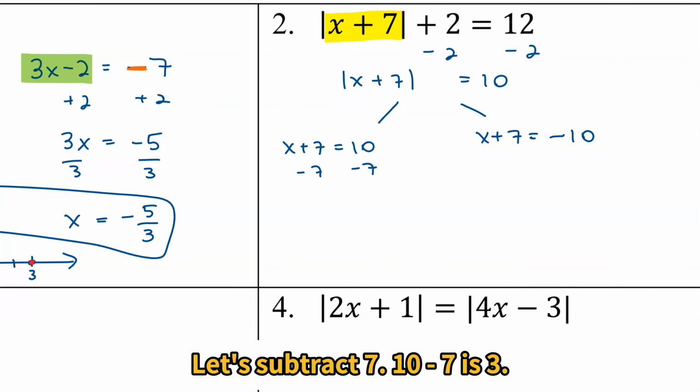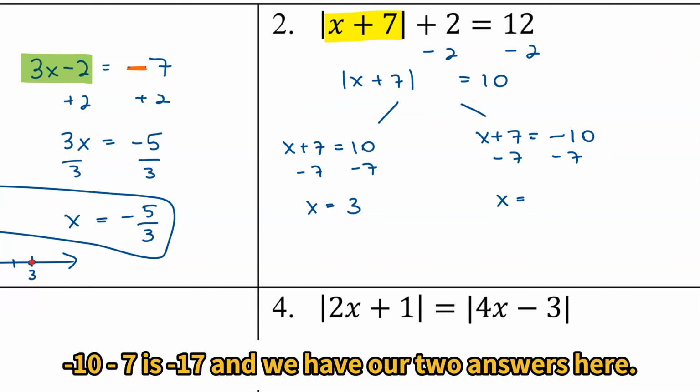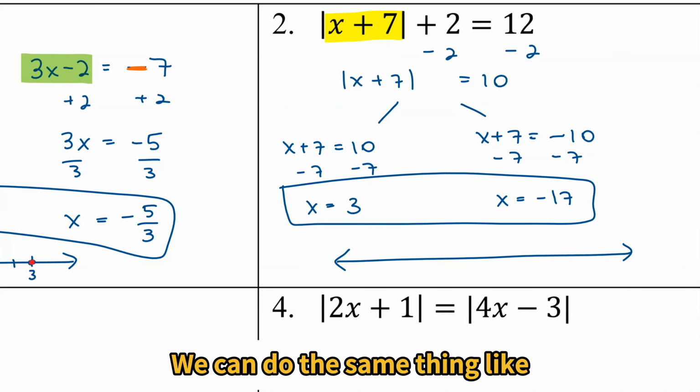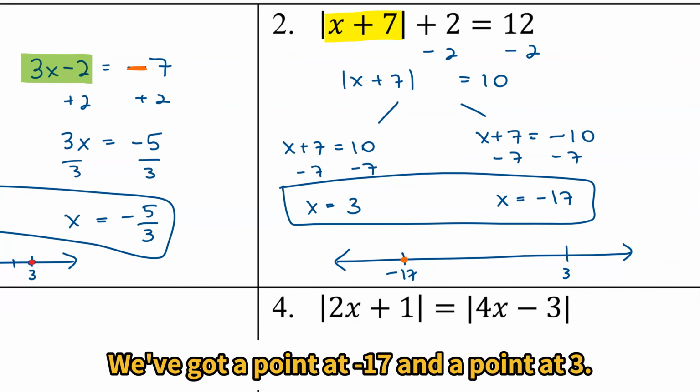So going through the motions, solve the first equation. Let's subtract 7. 10 minus 7 is 3. The second equation, let's subtract 7. -10 minus 7 is -17. And we have our two answers here. We can do the same thing like before with our number line. We've got a point at -17 and a point at 3.